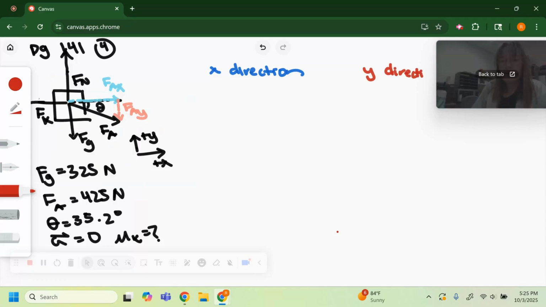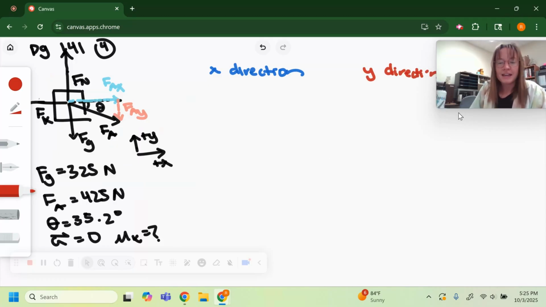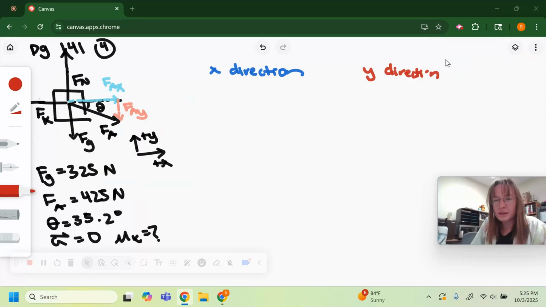Oh, here is a great debate of the day. If you had to choose one to be blue and one to be red, do you think the x direction is more blue or more red? And do you think that the y direction is more blue or more red? Anyway, you can all argue that one out amongst yourselves.